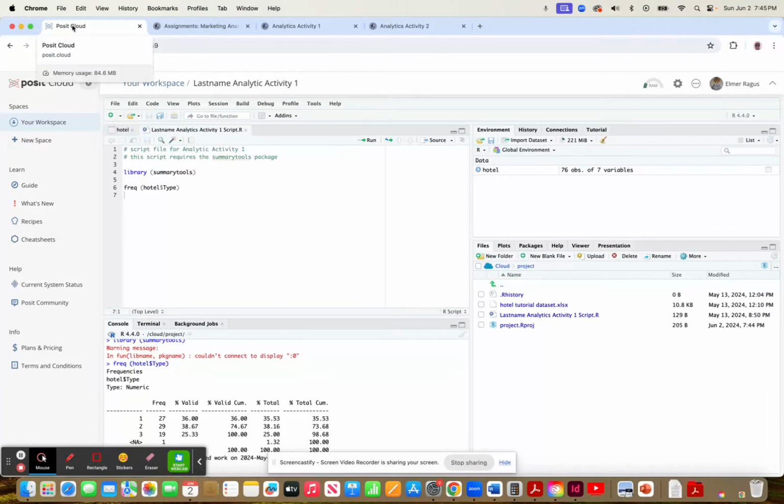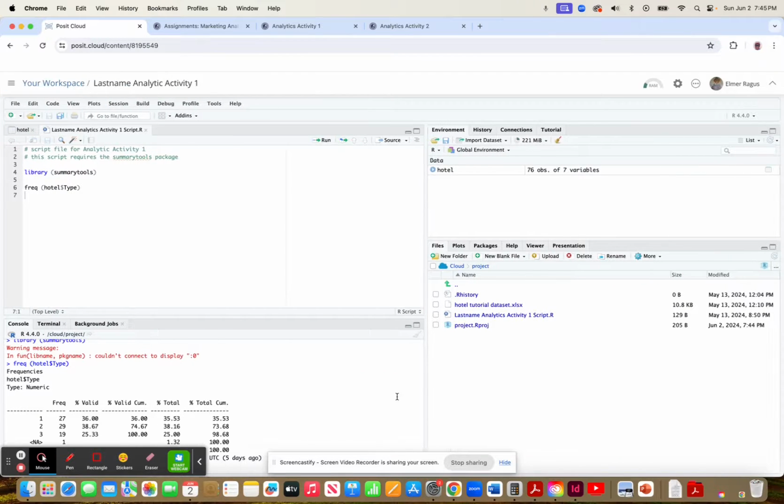So let's see if this is ready. Okay, so recall from this activity that I gave you a hotel data set, the Excel sheet, and this one we imported into this Posit Cloud account, and then we went through the steps of getting it imported. Once we uploaded the file, I should start with that. We uploaded that and then we imported it into this panel right here. And then we use scripts to run our analysis.